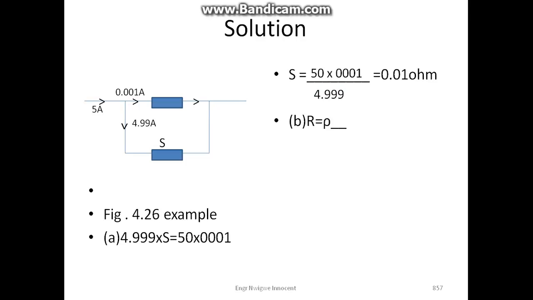B, R equals rho L over A. Making L the subject of the formula, we now have RA over rho, which equals 0.01 times 4 times 10 raised to power minus 4 all over 2 times 10 raised to power minus 6, which will give us 2.0 cm.